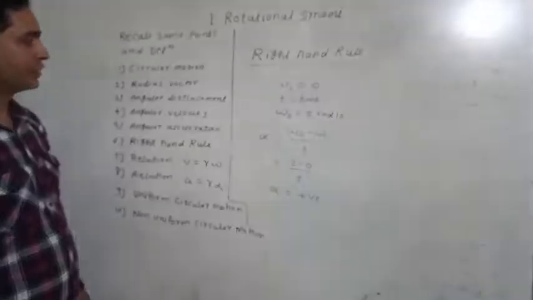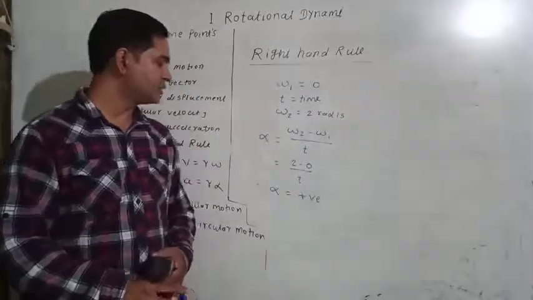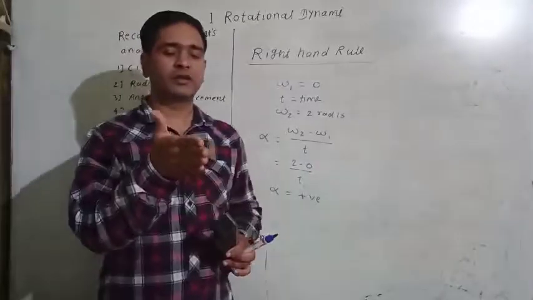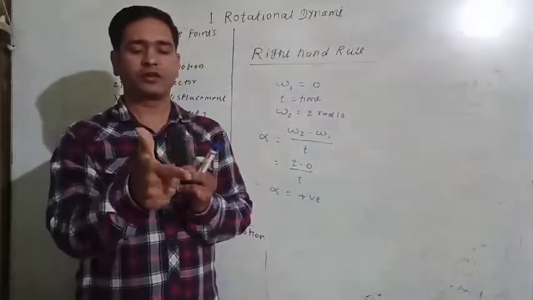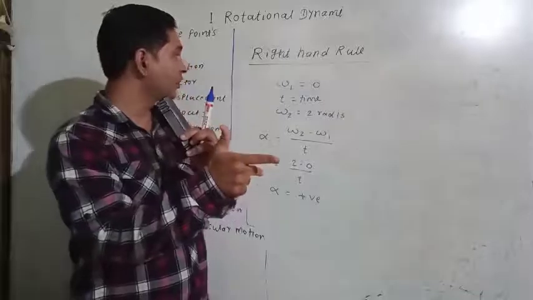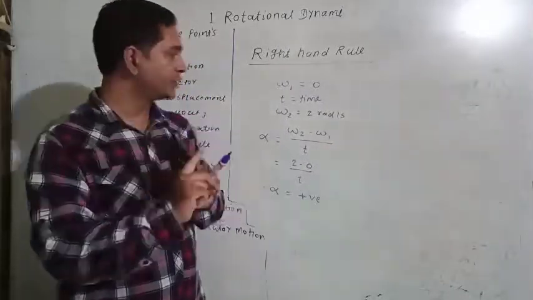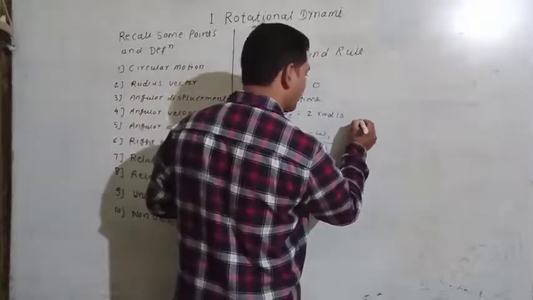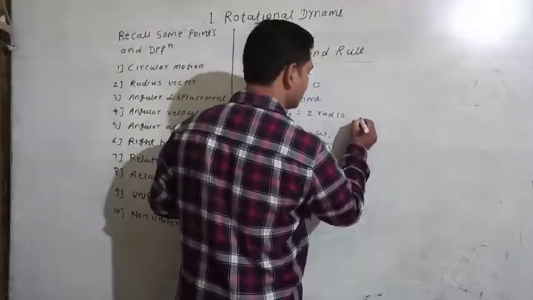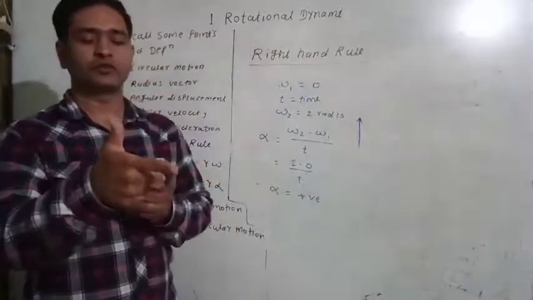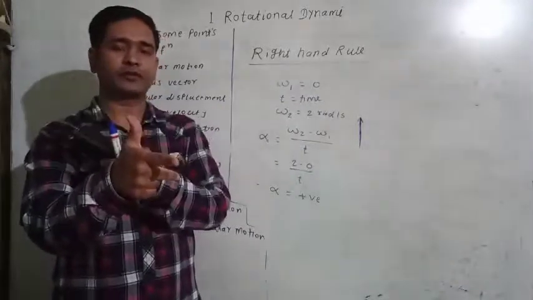Alpha is positive. So in this condition, when alpha is positive, the right hand rule shows the direction of angular acceleration, angular velocity and angular displacement is upward. So this thumb shows the direction upward.